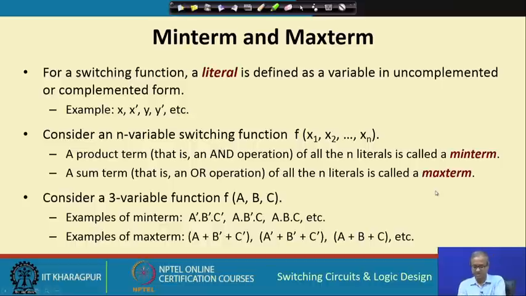Some examples are shown here in this slide also. For the 3 variable function f, a, b, c are the input variables, and some examples of minterms are these. If some variable is missing, for example a b, that will not be a minterm. A minterm must contain all the variables, either in complemented or in uncomplemented form. Similarly, maxterms refer to the sum of the literals corresponding to all the variables. These are minterms and maxterms.